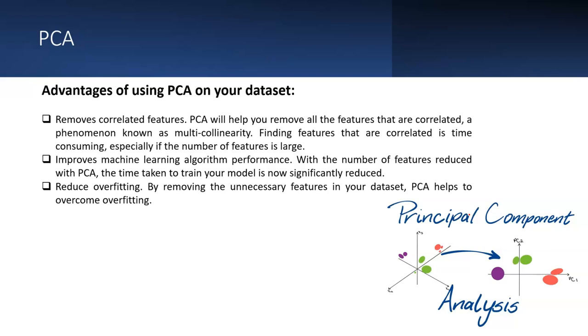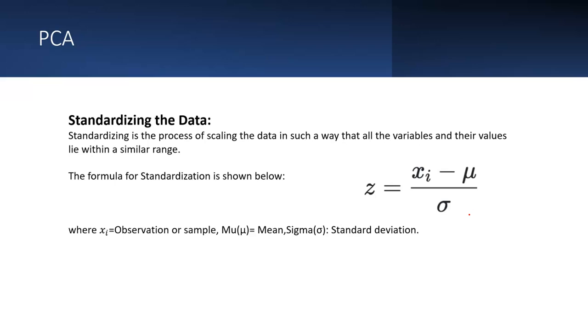It reduces overfitting as well. By removing the unnecessary features in your data set, it helps you overcome the overfitting problem. Standardize the data. So first you need to standardize the data. Standardization is the process of scaling the data in such a way that all variables and their values lie within a similar range. It should not be one extreme value and another smaller value, or irregular values. The formula for standardization is xi minus mu divided by sigma.